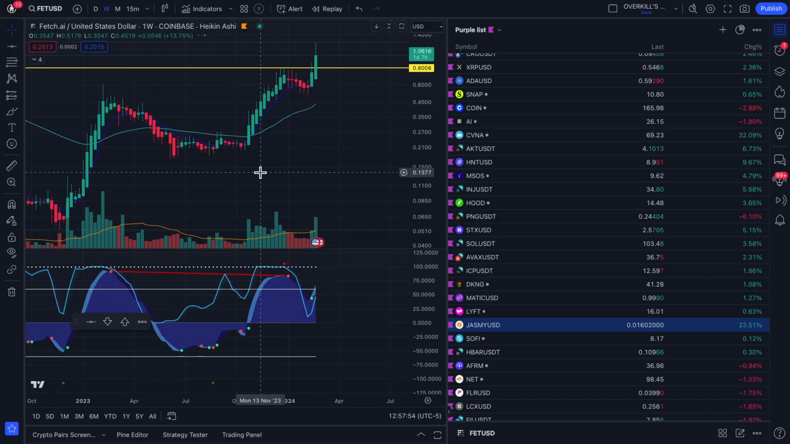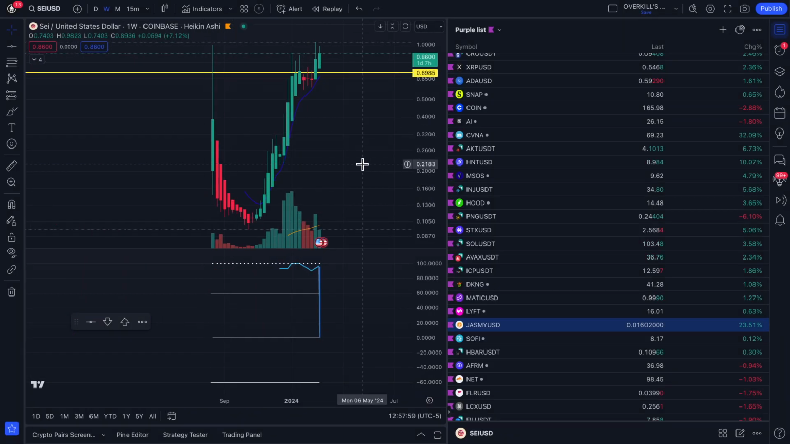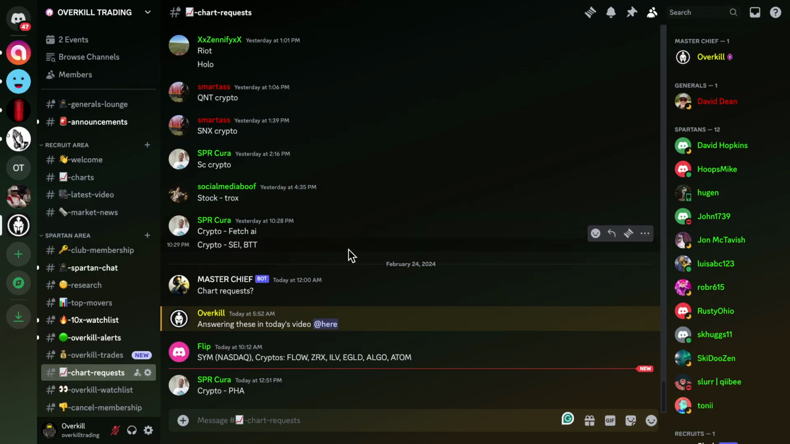SEI USD. SEI is just moving up too. Move your stop loss up to 81 cents there. You'll be good. BTT.